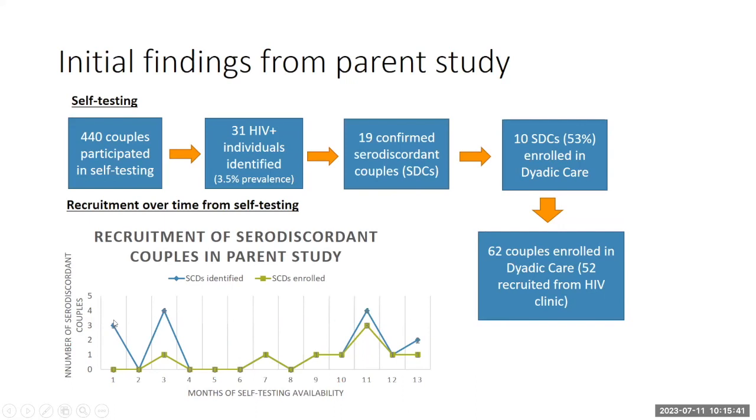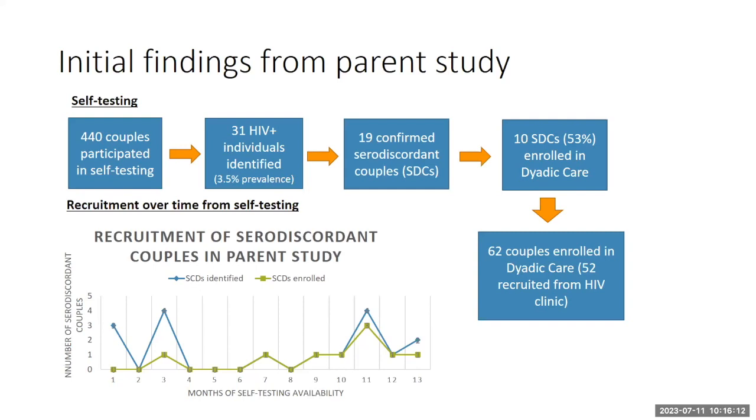So what we found from the parent study: we offered the self-testing to 440 couples. We found 31 positive individuals. It translates to about a 3.5% prevalence, which at the time was pretty reflective of the national prevalence. We did find some individuals who already knew they were positive, so they chose not to participate. Among these, we found 19 serodiscordant couples.